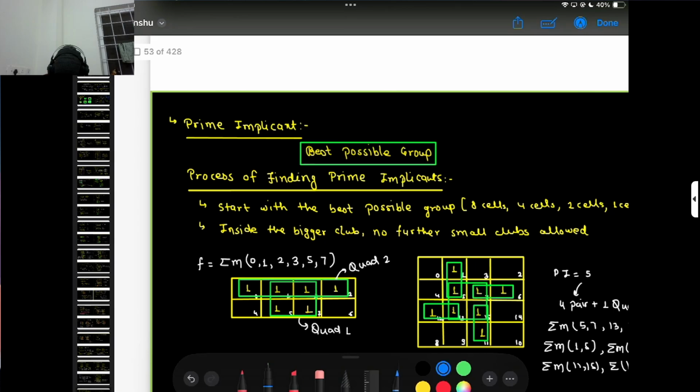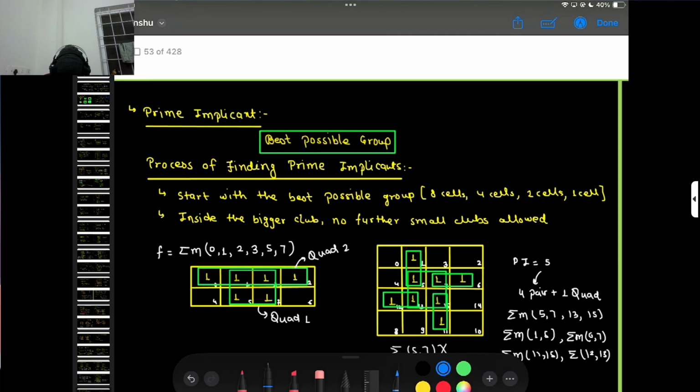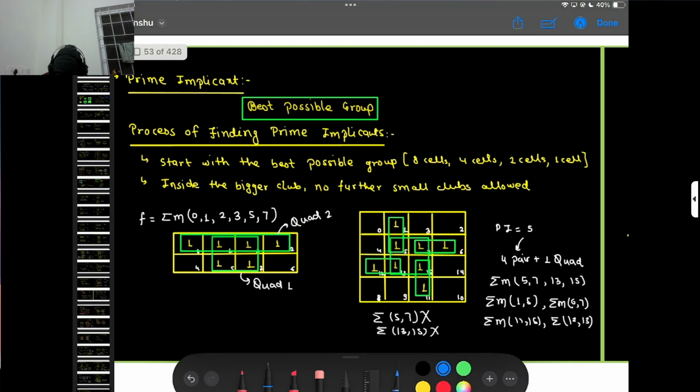So prime implicant is the best possible group. Process of finding prime implicant: here the prime implicants are 5. How is it 5? 1 is here, 2, this is 3, this is 4, and this is 5. The minimum number of groups that will cover all the implicants is called prime implicants.